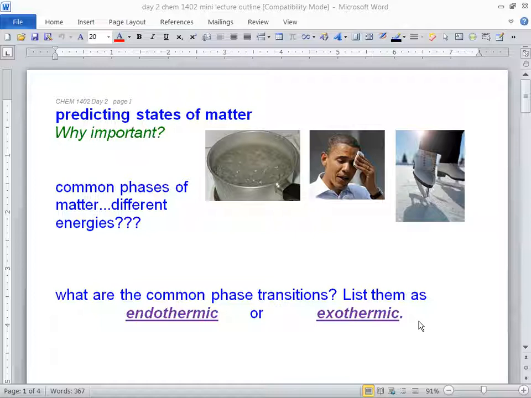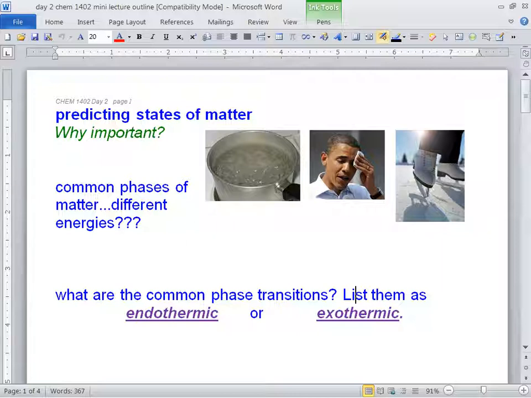So let's talk about the phases of matter first. What are those, Steph? The phases of matter. Ooh, good. Solid, liquid, and gas.